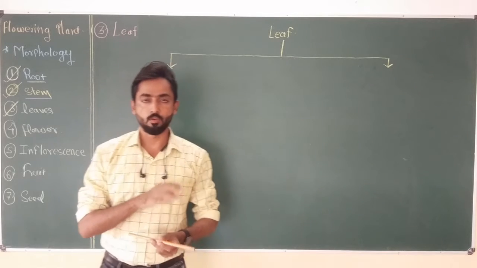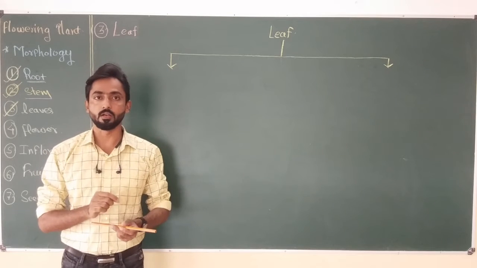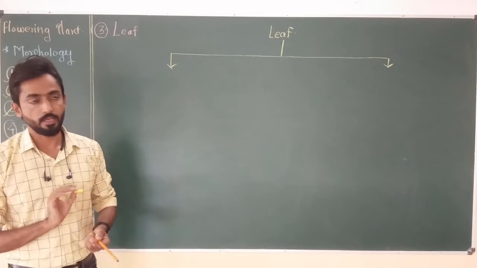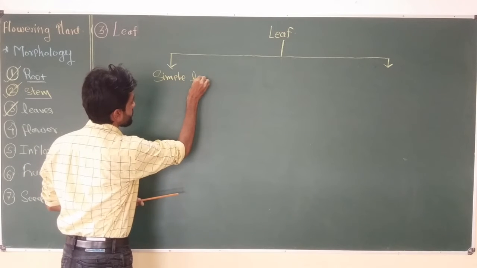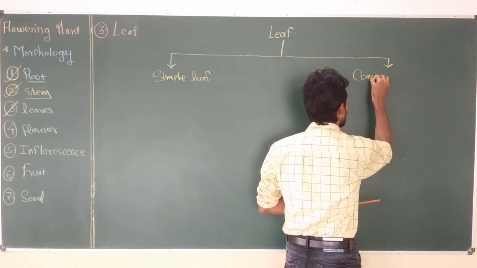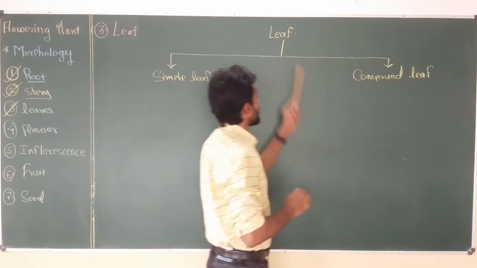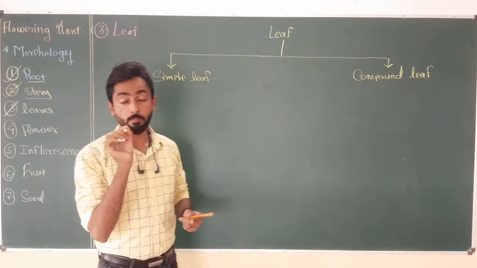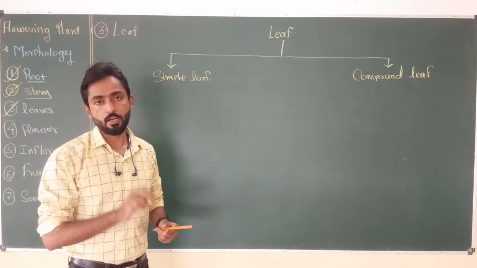We know that the leaf has a leaf blade or lamina, and on the basis of the incision or cut present on the lamina, the leaf of the angiospermic plant is divided into two types. The first type is simple leaf and the second type is compound leaf. So the leaf is divided into simple leaf and compound leaf on the basis of the number of incisions or cuts present on the lamina or leaf blade.